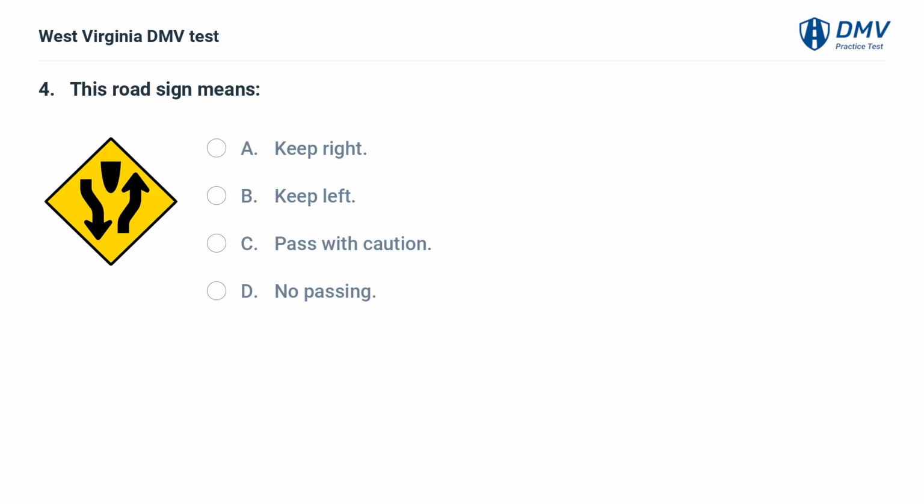This road sign means A. Keep right. B. Keep left. C. Pass with caution. D. No passing.